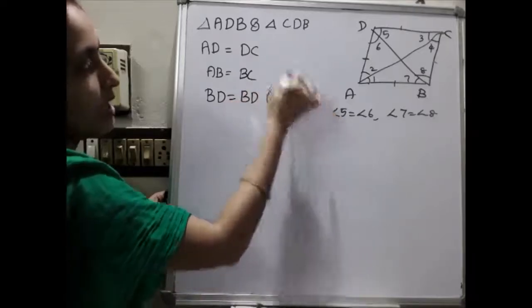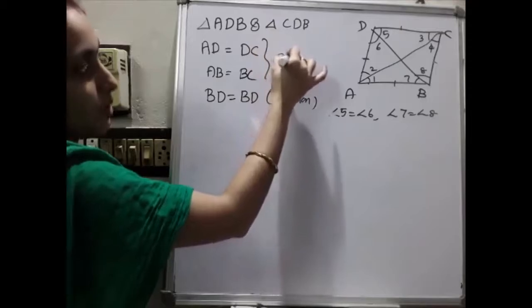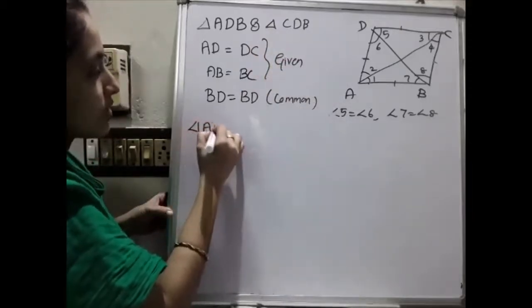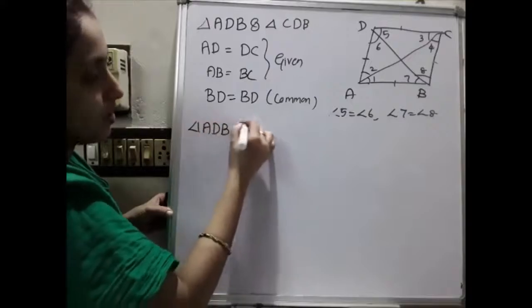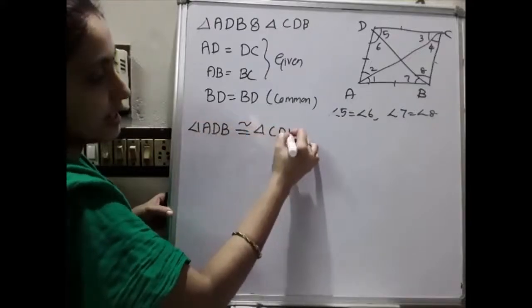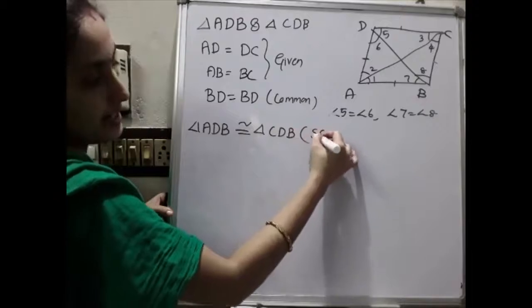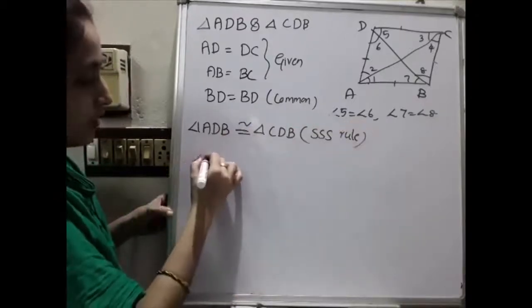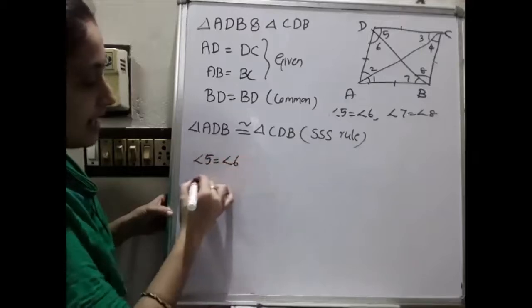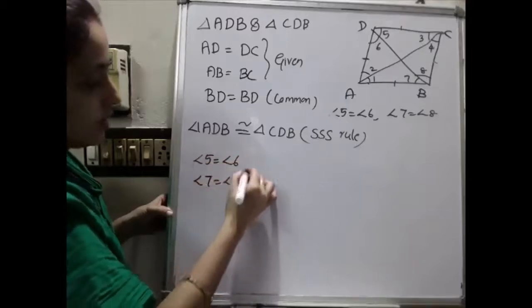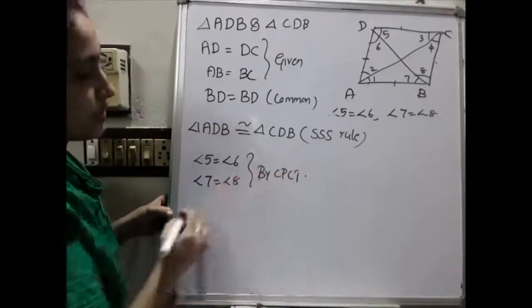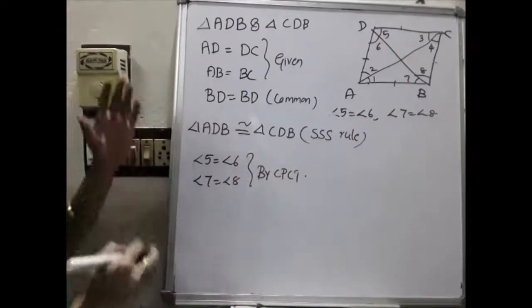These two are given. ABCD is a rhombus. Okay, so by SSS congruence rule we can write triangle ADB congruent to triangle CDB. Reason? SSS rule. So by CPCT what we can say? Angle 5 is equal to angle 6 and angle 7 is equal to angle 8 by CPCT. So hence the proof. Hope you clear this question.